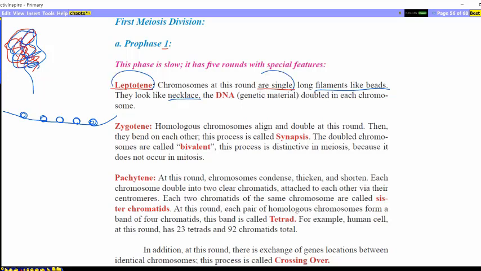But what is important? Chromosomes are single. They haven't made pairs yet. The genetic material is doubled in each chromosome. We know the genetic material doubles in interphase. But in interphase, it's not so clear whether there are two pieces of genetic material which are similar. But as chromosome formation starts, we can identify two parts of the same chromosome, which we call chromatids.